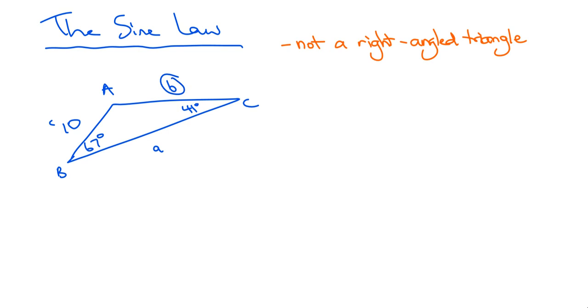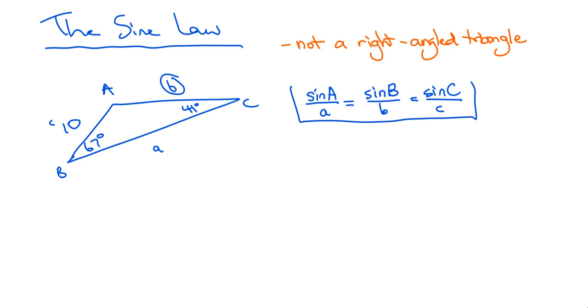The sine law has a formula that looks like this. If you take the sine of any angle and divide it by the length of the opposite side, that's going to equal the sine of any other angle divided by the length of its opposite side. So the ratio of the sine of an angle to the length of the opposite side is always equal in a triangle. This is the sine law and this is the formula to know. In this video, I'll be showing you how to use this formula and also we'll do a word problem.